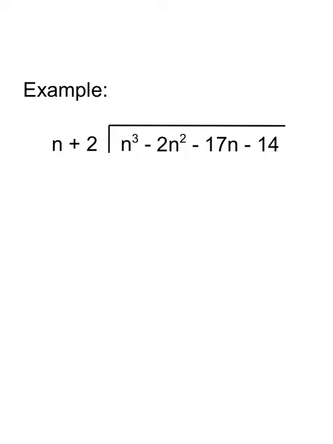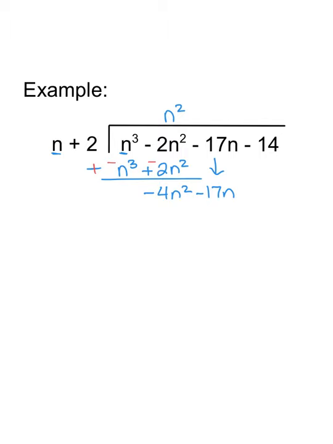Okay, if I look at the next example, first thing that I'm going to do is n times what gives me n to the third. Again, I'm focusing on the first terms. So you should have picked n squared. We're going to multiply. N squared times n is n to the third. N squared times 2 is 2n squared. We're going to subtract. N to the third plus negative n to the third is 0. Negative 2 plus negative 2 is negative 4n squared. Carry down your next term.